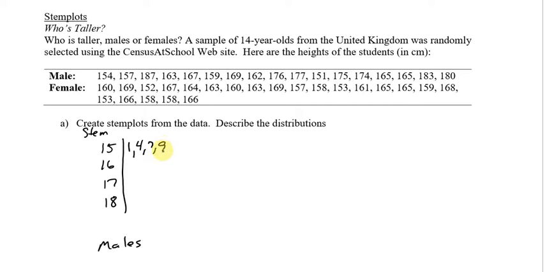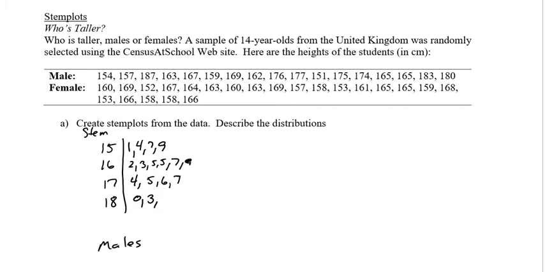160, looks like our smallest 160 is 162, followed by 163, and then 165, two 165s, 167, and a 169. Those are the 160s. 170, our lowest looks like it's 174, and then 175, 176, and 177. In the 180s, we have 180, 183, and 187. We always should include a key whenever we do this.